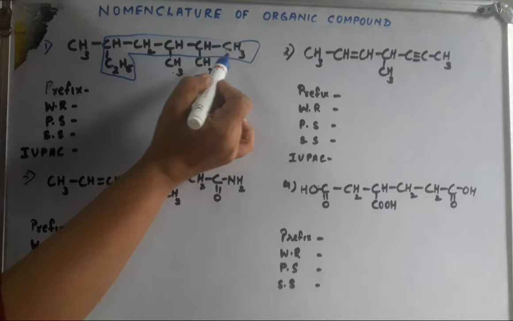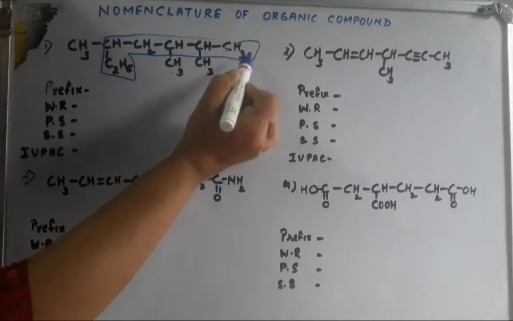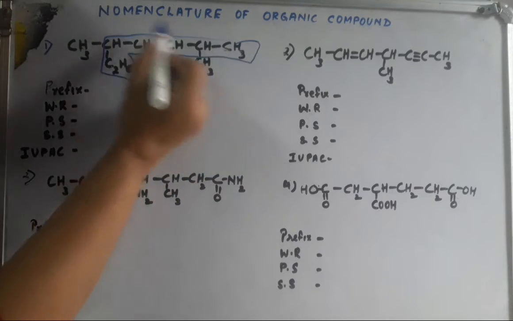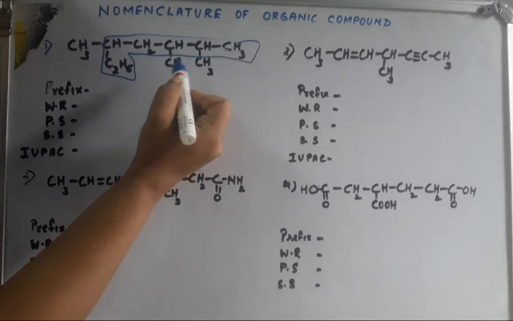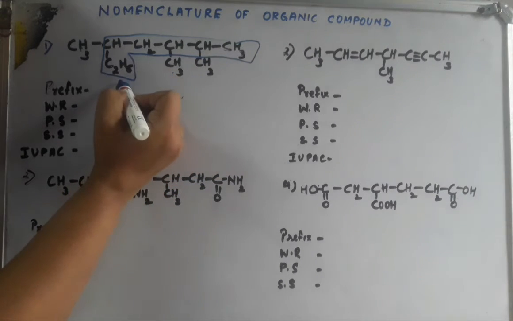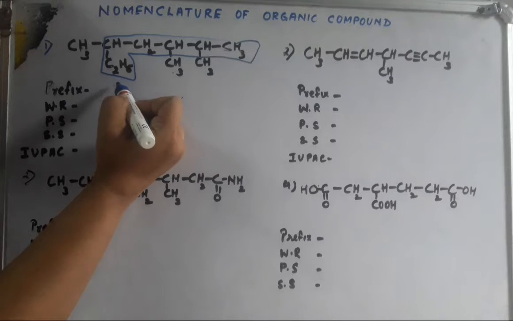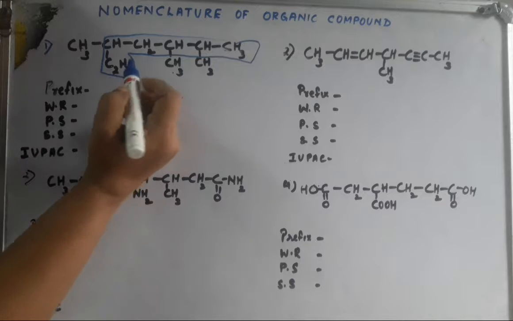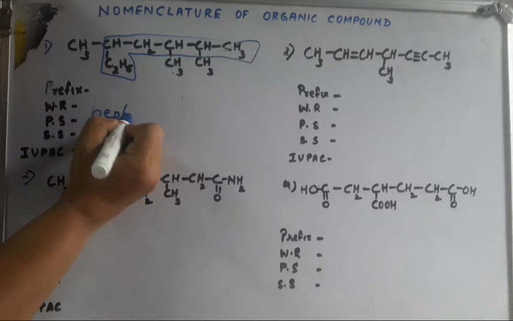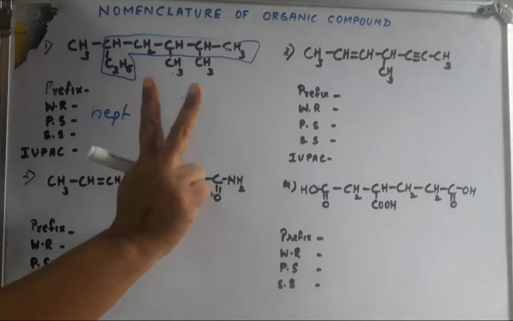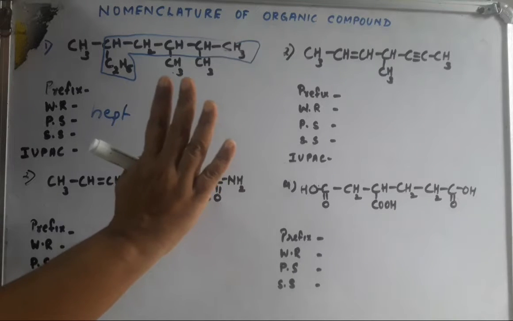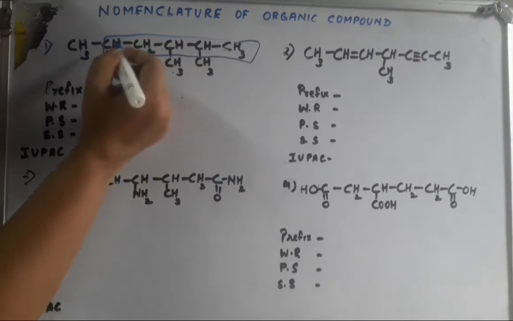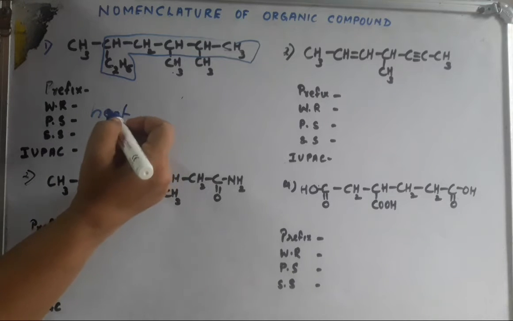Now after finding the longest continuous chain, this is a compound where there is no functional group. It is a saturated hydrocarbon, so no need to check for functional group. After finding the longest carbon chain, next thing you have to do is find the word root associated with it. 7 carbon is denoted by the word root hept. So 1 carbon denotes meth, 2 carbon eth, 3 carbon prop, 4 carbon but, 5 carbon pent, 6 hex and 7 hept. So on is the name given for the carbon chain with the respective carbon number.